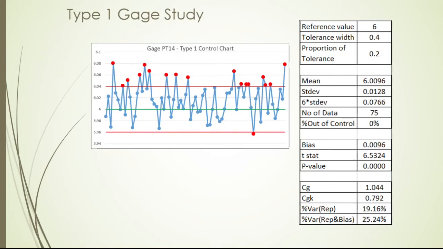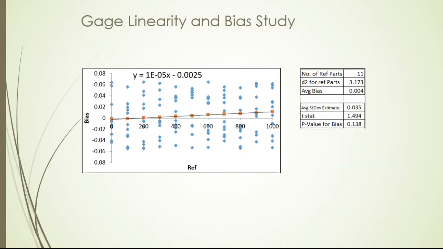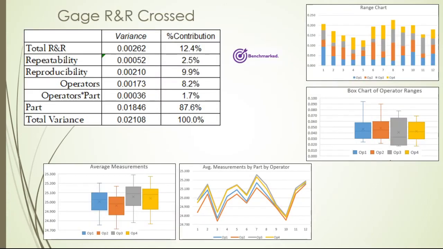Then we have the measurement system analysis chapter, which I'm particularly proud of because it presents templates for three tools. So the first one is the Type 1 Gage study. The second one is the Gage Linearity and Bias study. And the third one is the Gage R&R Crossed. So you can form templates for these. The templates are copyrighted, but they're free to use and distribute.